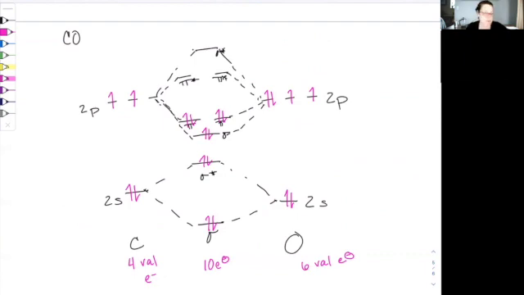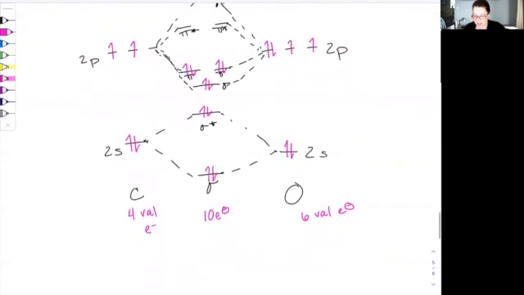Okay, beautiful. Thank you. So now that's all you need to do to fill in your molecular orbital. We add together the valence electrons and we fill in the middle from the bottom up, just like we would for atomic orbitals. So now we want to determine what the bond order is.